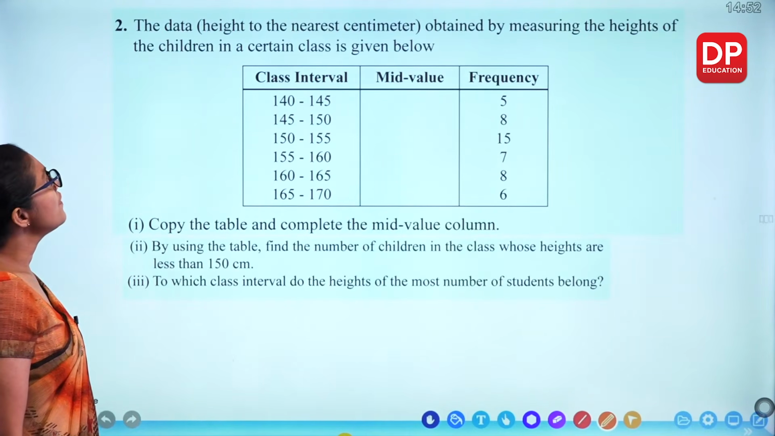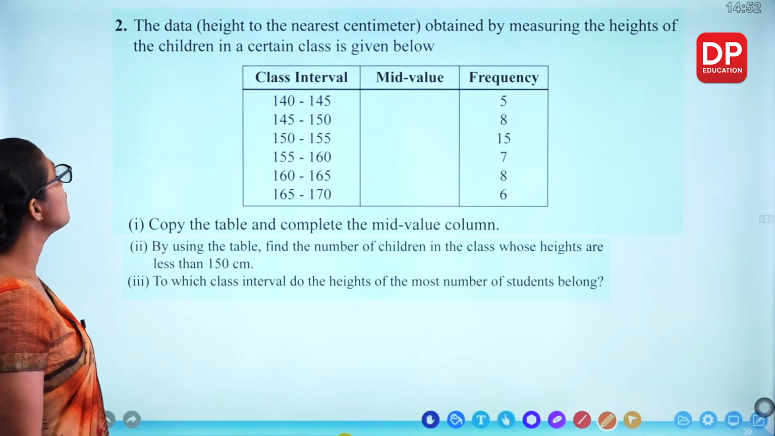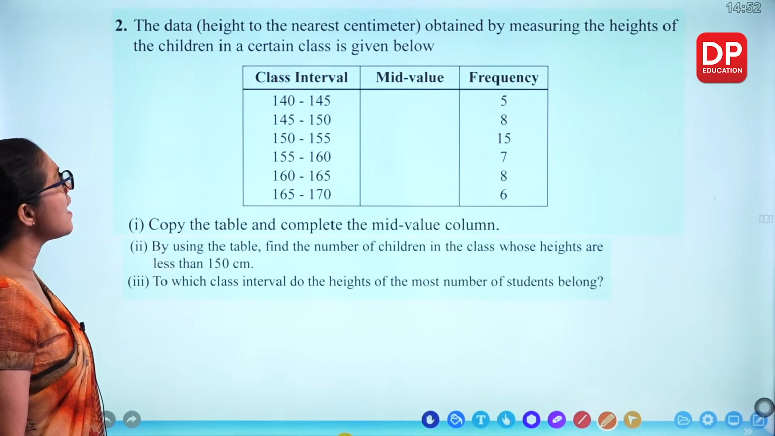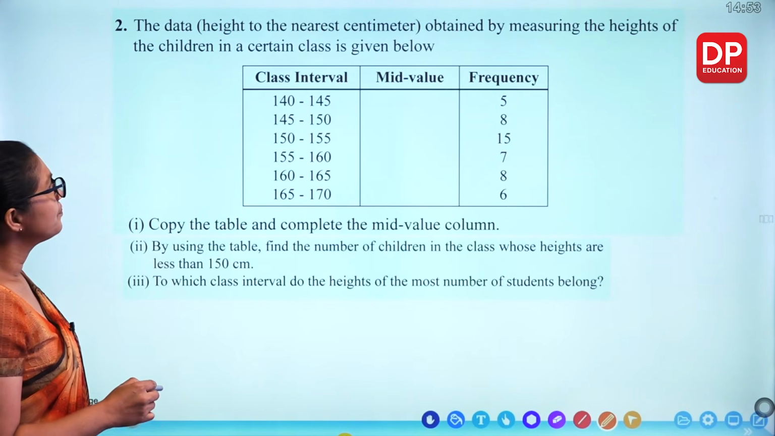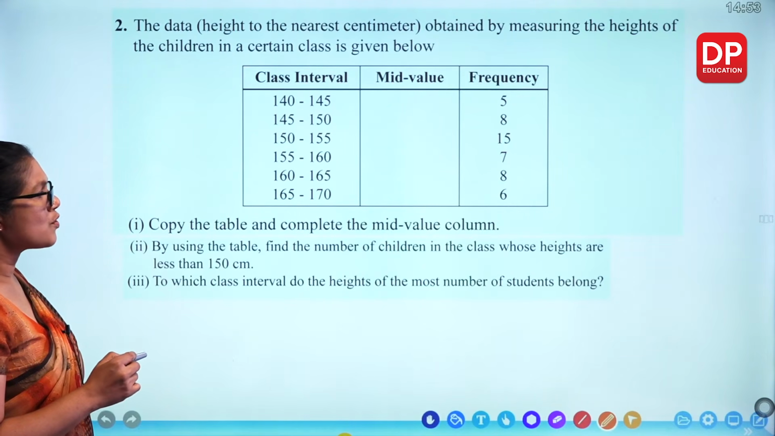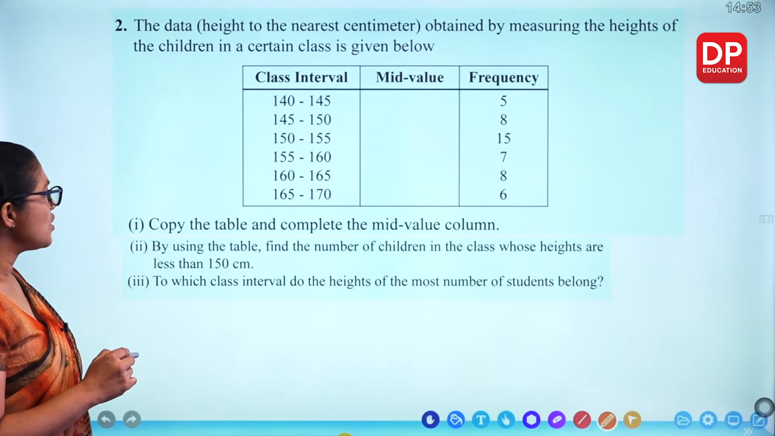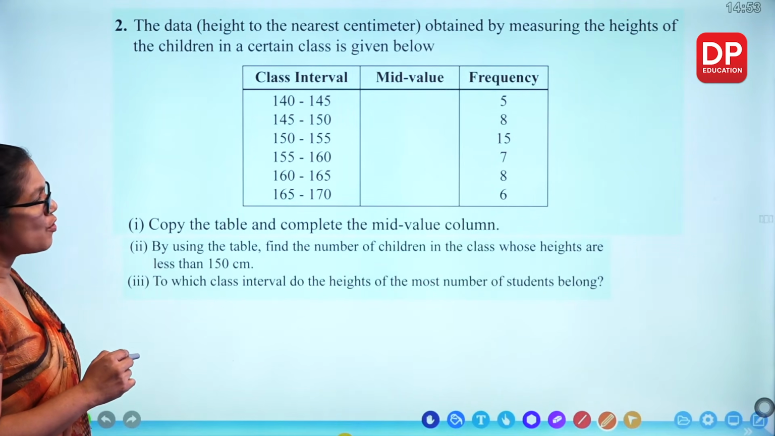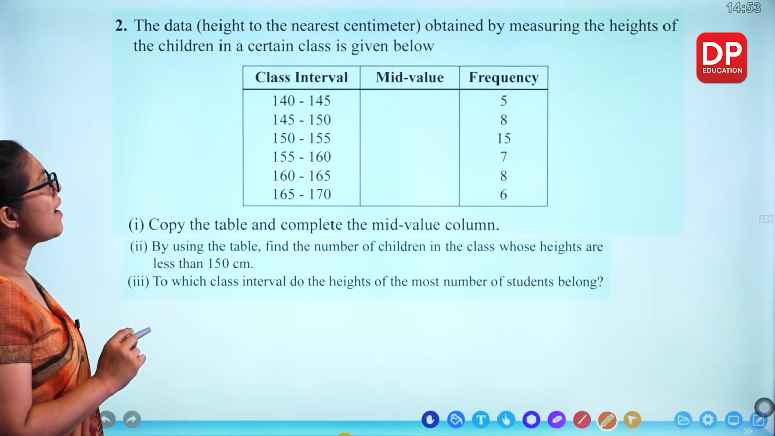Question number 2. The data, height to the nearest centimeter, obtained by measuring the heights of the children in a certain class is given below. Find the midpoint. By using the table, find the number of children in the class whose heights are less than 150. To which class interval do the heights of the most number of students belong? First, find the mid value. Add and divide by 2.